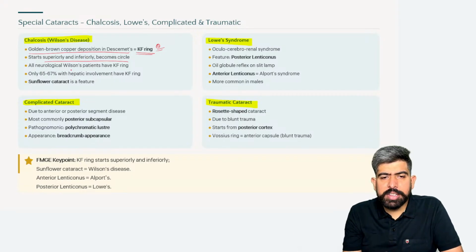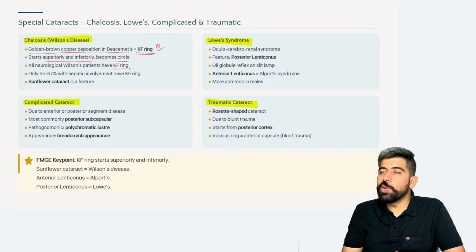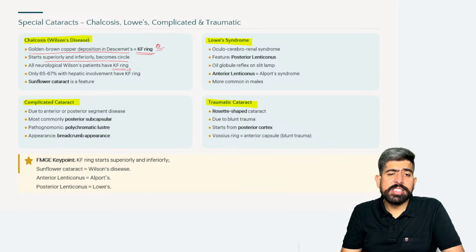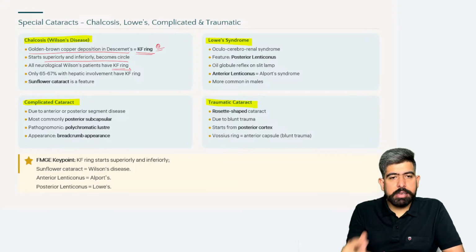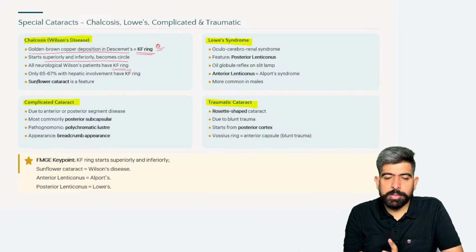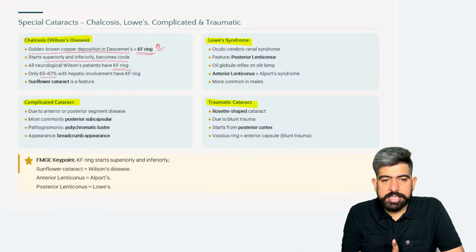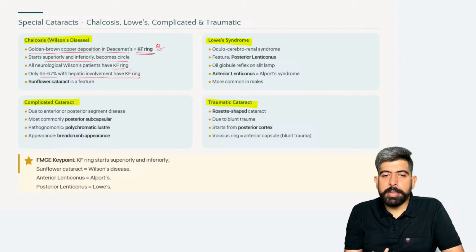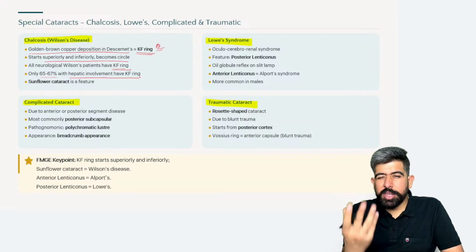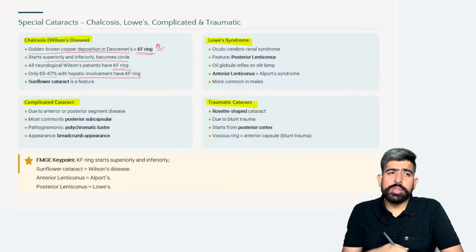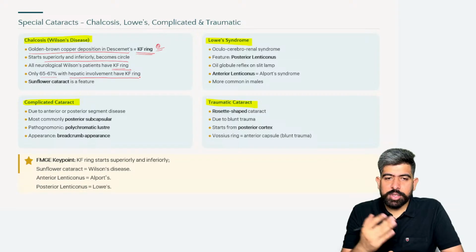All neurological Wilson patients have the KF ring. Please remember, if the patient has the neurological symptoms of Wilson, the patient has the KF ring. That is a confirmed thing, right? Only 65 to 67% of hepatic involvement cases have the KF ring. In the hepatic form it is much less, because the copper should reach Descemet's membrane, right? So that is the main thing.